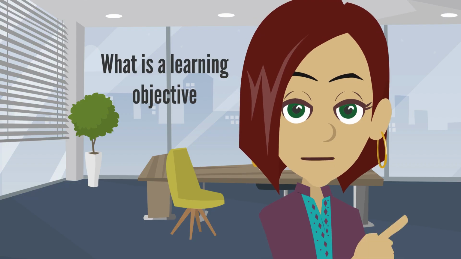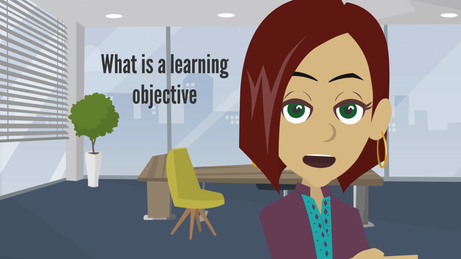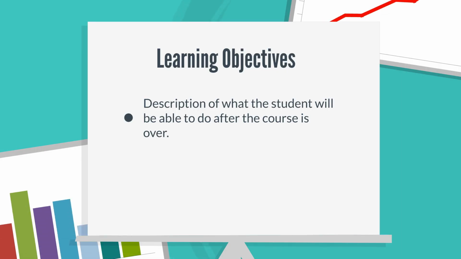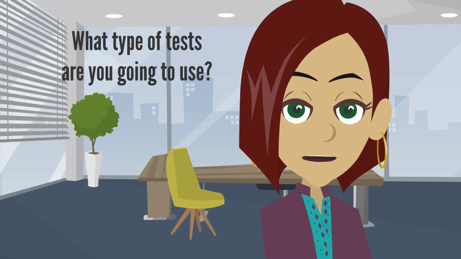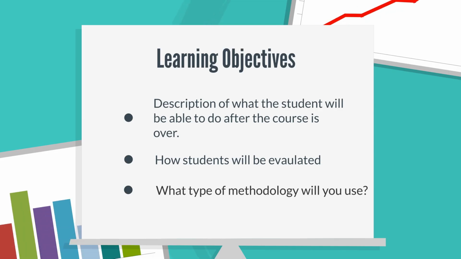Classroom objectives. A learning objective is a statement of what students will be able to do when they have completed instruction. A learning objective has 3 major components. 1. A description of what the student will be able to do after the course is over. 2. The criteria for evaluating student performance. Construction of tests for assessing students. And 3. Development of an instructional strategy, methodology.